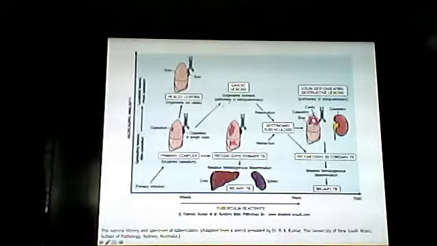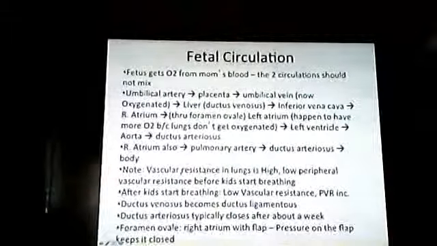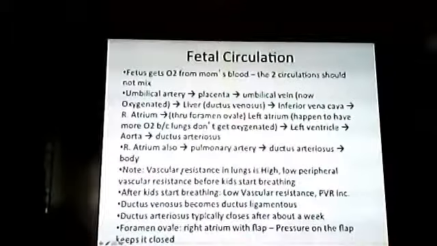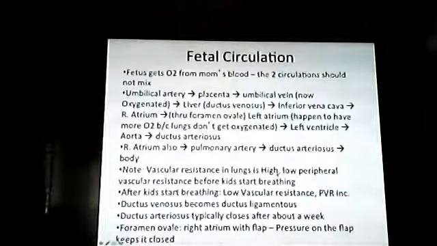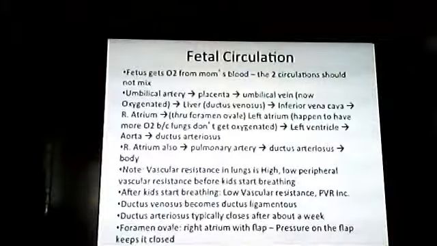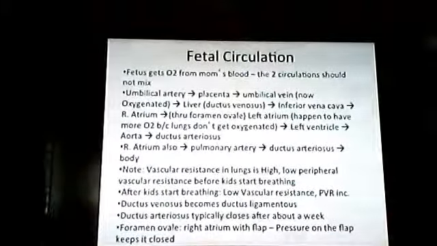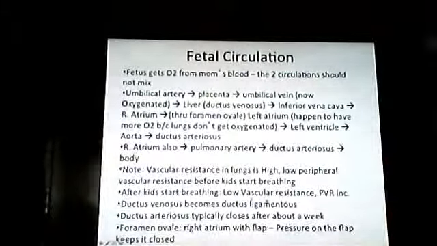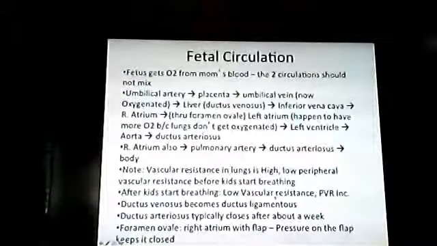Let's see. So also remember, vascular resistance in the lungs is high, because you don't need to send that much blood there. But then after you start breathing, you want to decrease resistance, because now you actually do want to send the blood to the lungs.